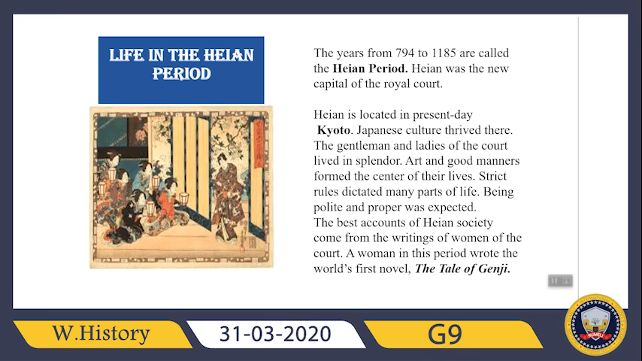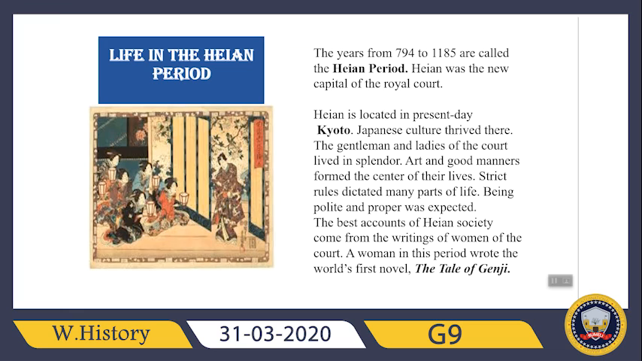So present day, this old capital is in Kyoto. Japanese culture thrived there. In this capital, the Japanese culture flourished and prospered. The gentlemen and the ladies of the court lived in splendor. Art and good manners formed the center of their lives. Strict rules dictated many parts of life. Being polite and proper was expected.